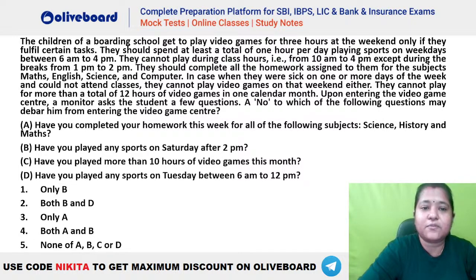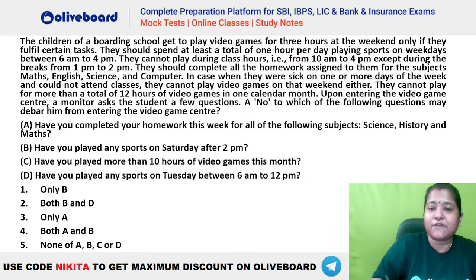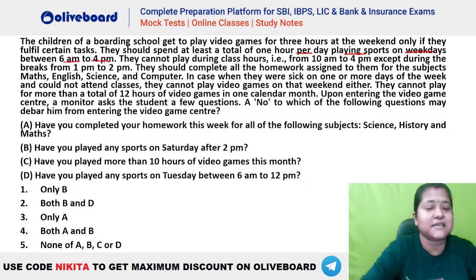So the children of a boarding school get to play video games for 3 hours at the weekend only if they fulfill certain tasks. Right? Now, what are the tasks here? It says they should spend at least a total of 1 hour per day playing sports on weekdays between 6 a.m. to 4 p.m. So that means they have to play for at least 1 hour. It can be more than 1 hour also, but at least 1 hour per day between the time slot that is 6 a.m. to 4 p.m.